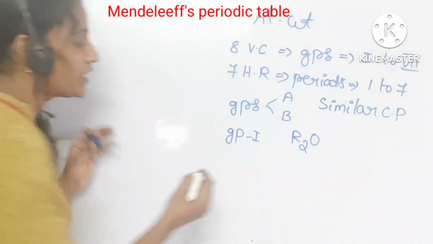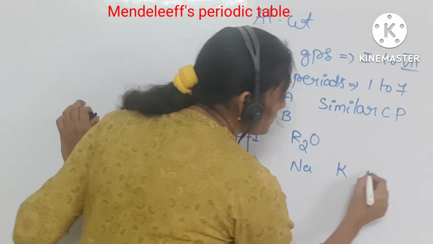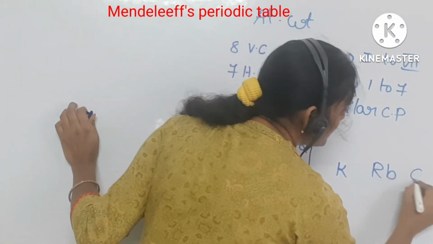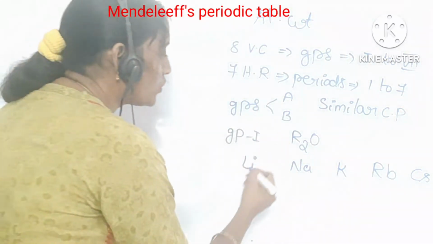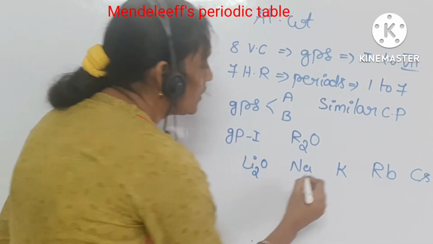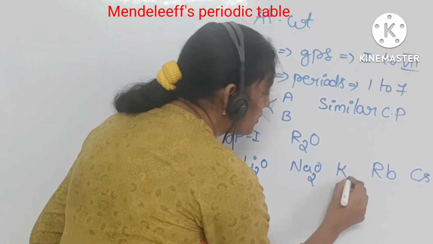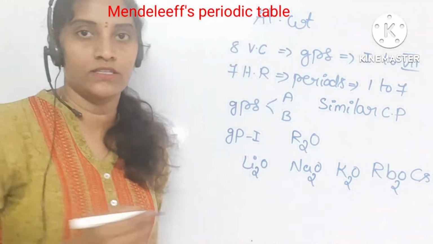What are the group 1 elements? Lithium, sodium, potassium, rubidium, cesium, francium, etc. If lithium reacts with oxygen, the oxide is Li2O, sodium gives Na2O, potassium K2O, Rb2O, and Cs2O, like that.